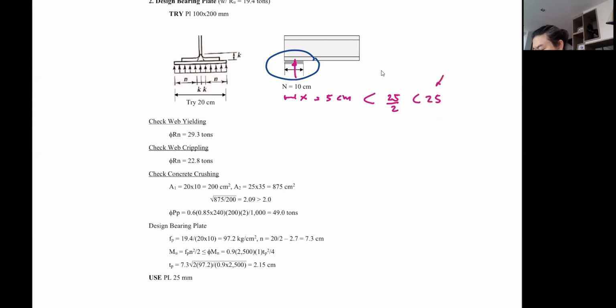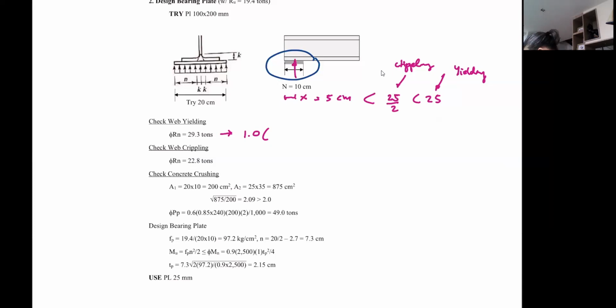So, let's say that's for yielding. Yeah, that's for yielding. That's for crippling. So we fall into the category where the load is too close to the edge of the beam and our strength will be reduced. So check web yielding: this comes from when we are near the edge, the phi is 1. Now we have 2.5 K instead of 5 K.